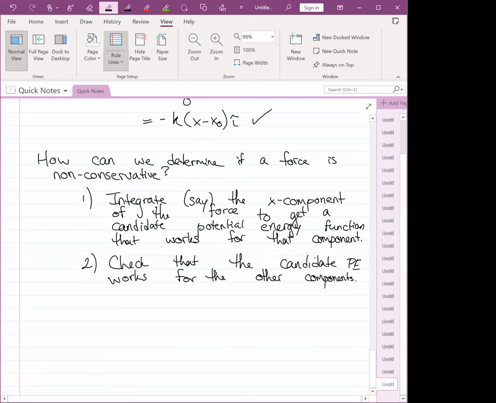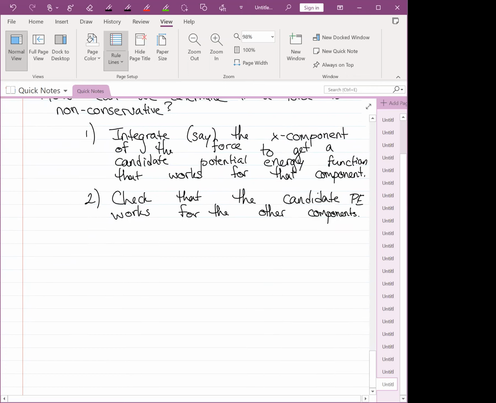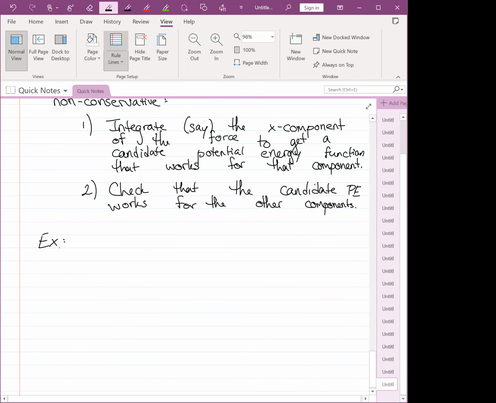So let me do a real quick example. Let's answer the question: is the force F equals AXY in the i hat direction conservative? Because there's no k term, this force is certainly not in the k direction, and it doesn't have any terms proportional to z, so we're going to ignore the z coordinate for now. We're just going to work in the XY plane.